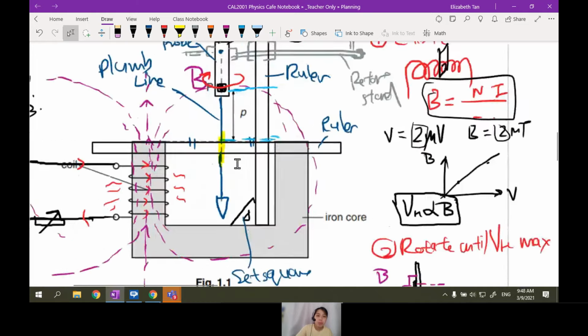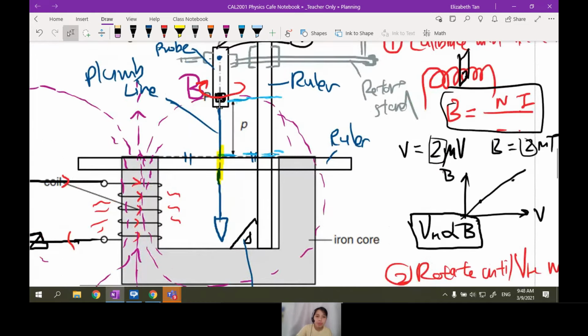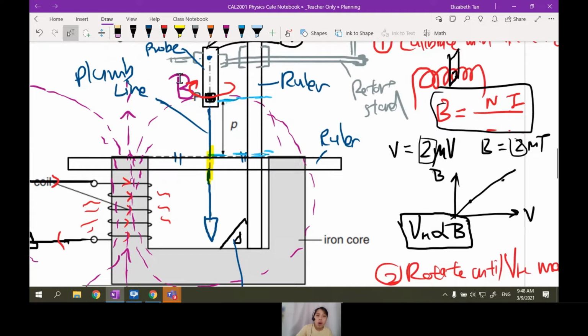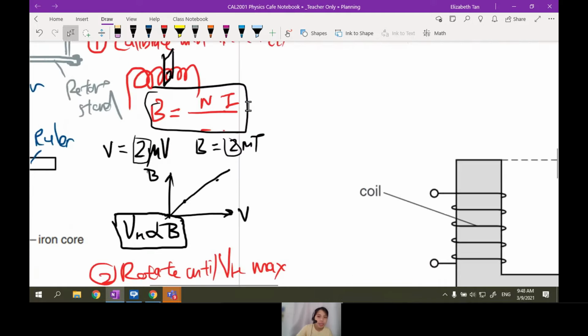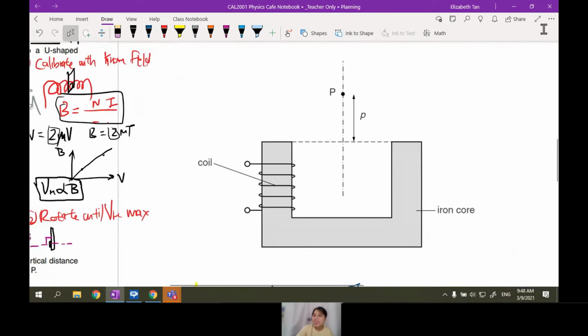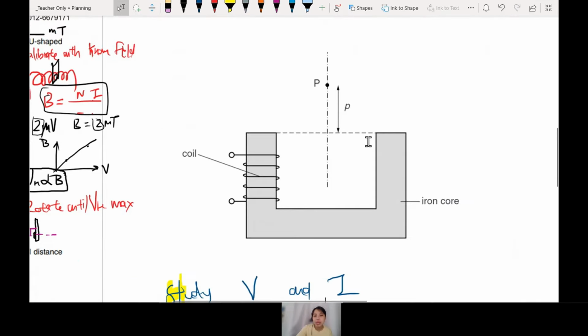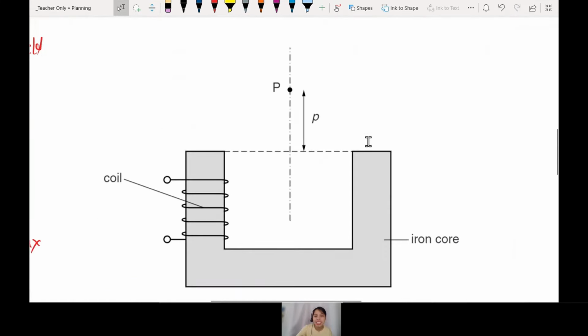Well, first thing I could do is replace the Hall probe with a coil. This Hall probe was originally intended to measure B. But now I want this to be an induction experiment. Okay, how do we do induction? We can put a coil here connected to a voltmeter. What's going to happen to the coil?